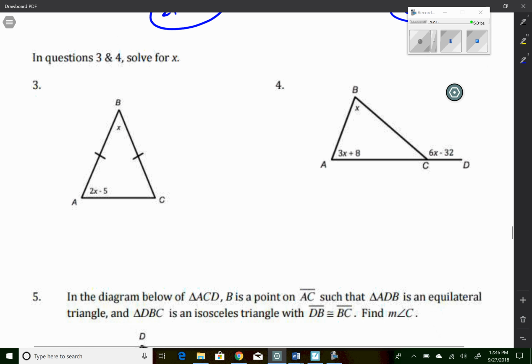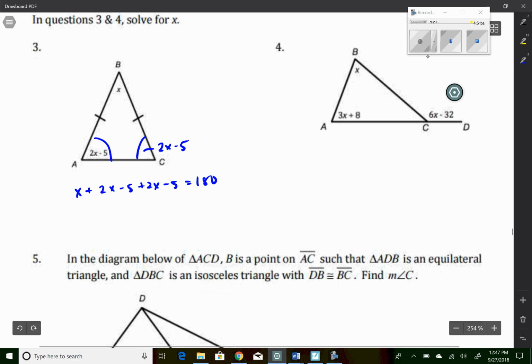For number 3, again, we have this isosceles triangle situation. So these two angles are the same. So I can say angle C is also 2x minus 5. So then I can say x plus 2x minus 5 plus 2x minus 5 is equal to 180 degrees. If I add up everything, I have 2x plus 2x plus 1x, so that's 5x minus 10 equals 180. Add 10 to both sides: 5x equals 190. Divide by 5, and I get an x value of 190 divided by 5, which should be 38.